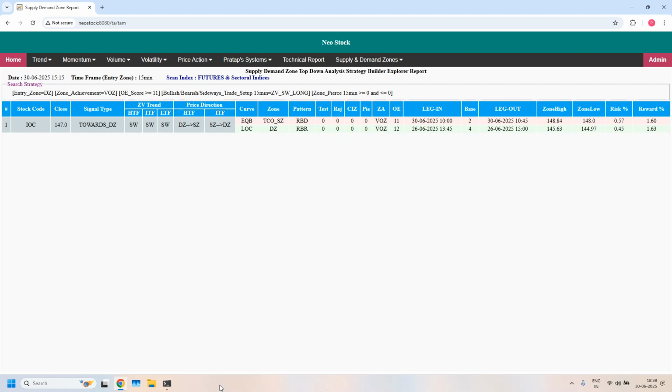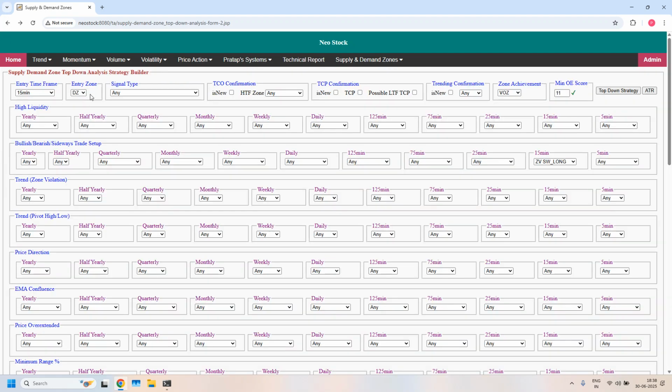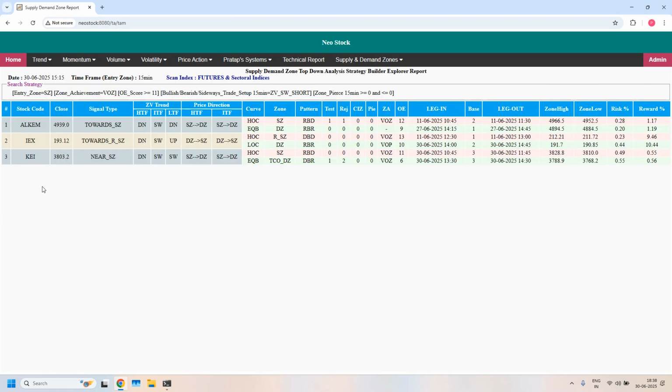Okay, next sideways short trade setup. Daily income trade, the changes are 15 minutes supply zone and one more change here, sideways short. Let's filter. We got 3 stocks. Entry time frame zones are 15 minutes supply zones.